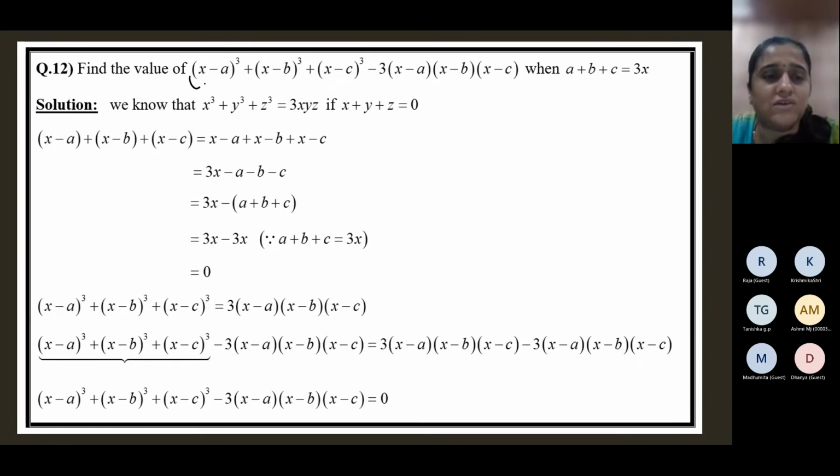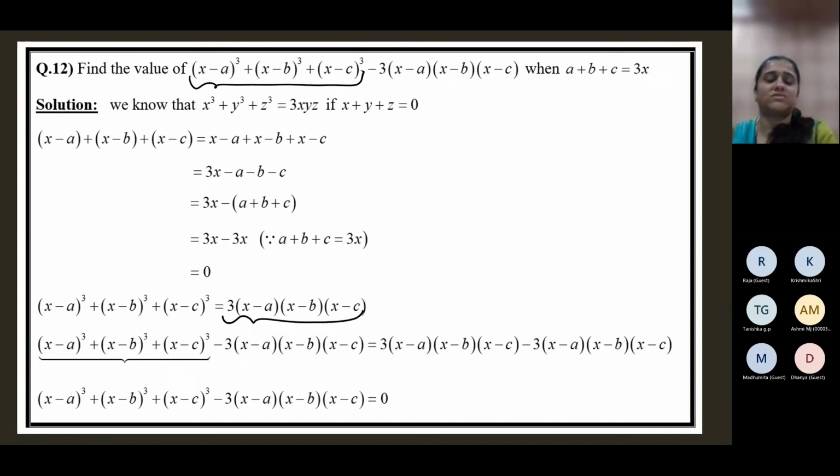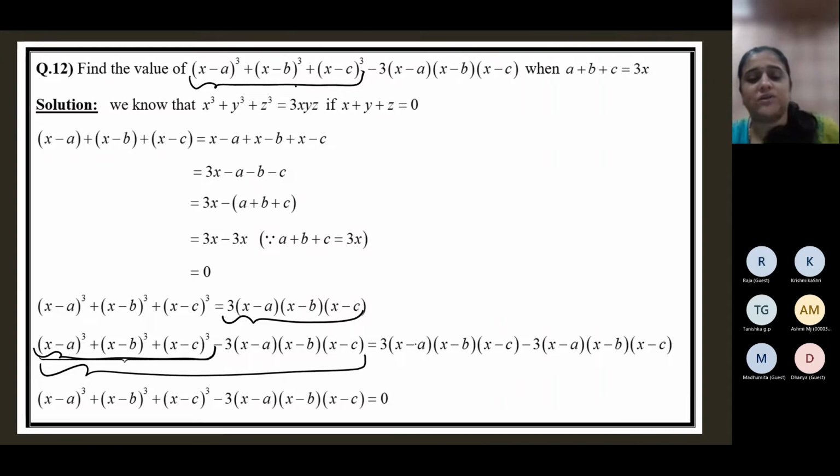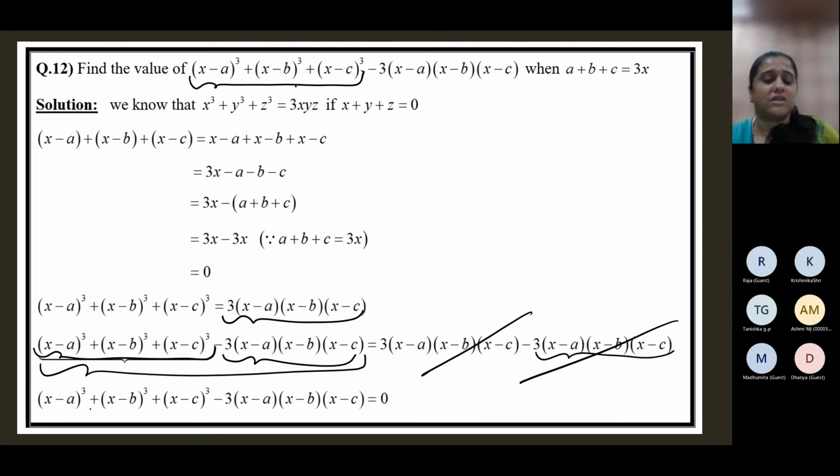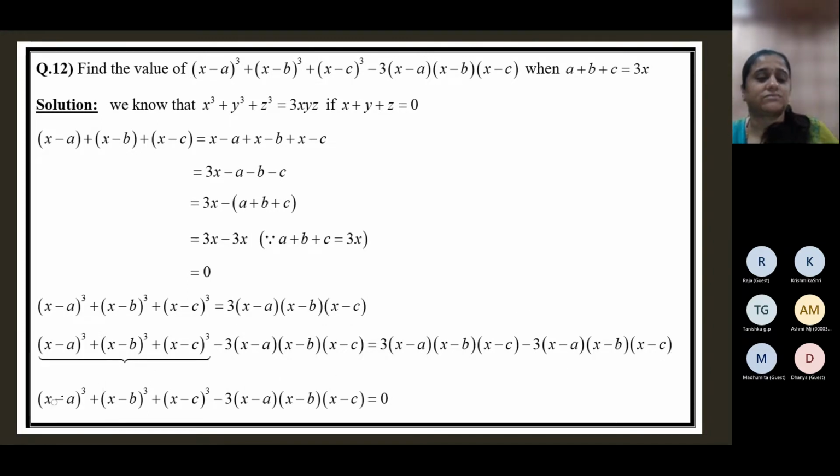We have now only evaluated this part, 3x minus a into x minus b into x minus c. Now take the full thing; we have to find the value of the full expression. This is the given expression till here, and we found the answer for this part: 3 into x minus a into x minus b into x minus c. And what you have here is also 3 into x minus a into x minus b into x minus c. So they just get cancelled and the result is 0.